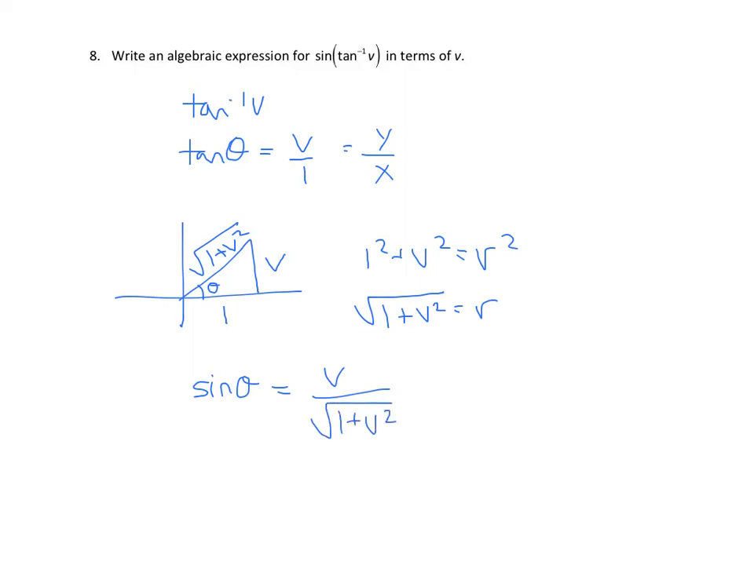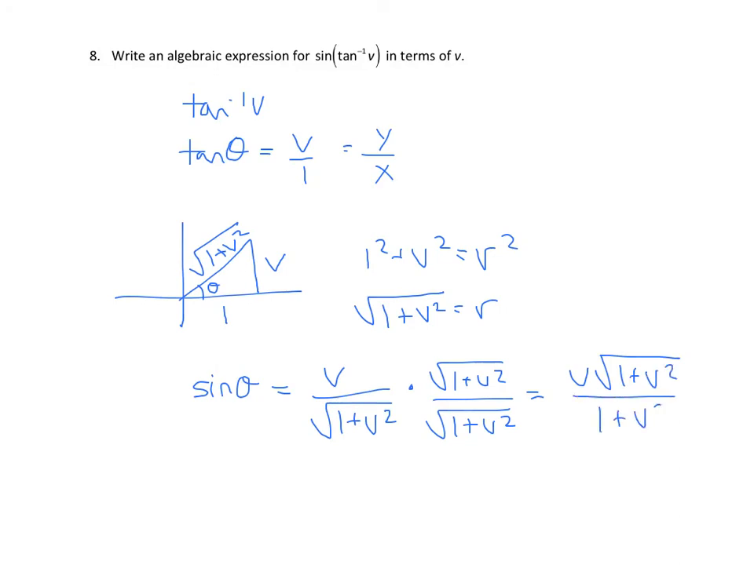But of course I don't want to leave a radical in the denominator, so I multiply by square root of 1 plus v squared over the square root of 1 plus v squared, and we get v radical 1 plus v squared over 1 plus v squared. And there you go.